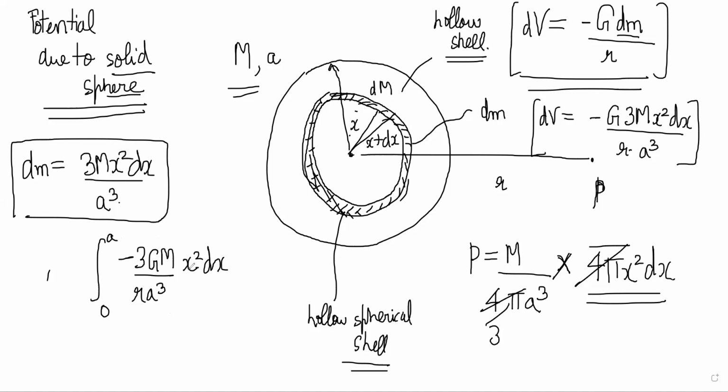When you integrate this, it becomes x cube by 3, so a cube by 3. All of it gets cancelled, and a cube by 3 gets cancelled. You get minus GM by R. Again, that is a very nice result, which says that if it's a solid sphere and the point is outside, then the potential is almost as if it's a point mass at the center. It is not obvious before you do the integration.